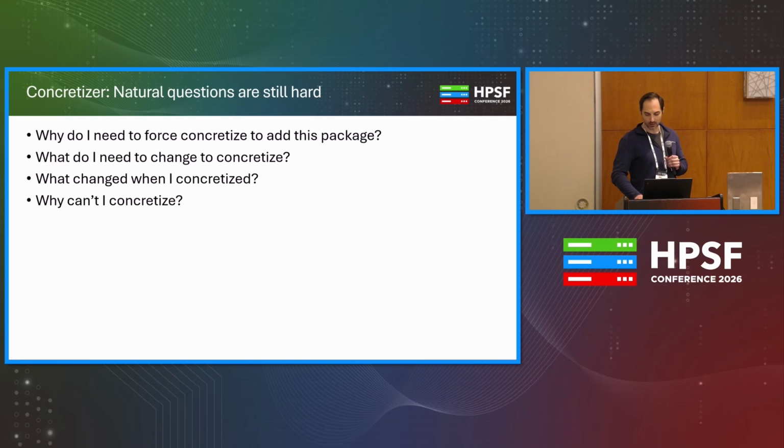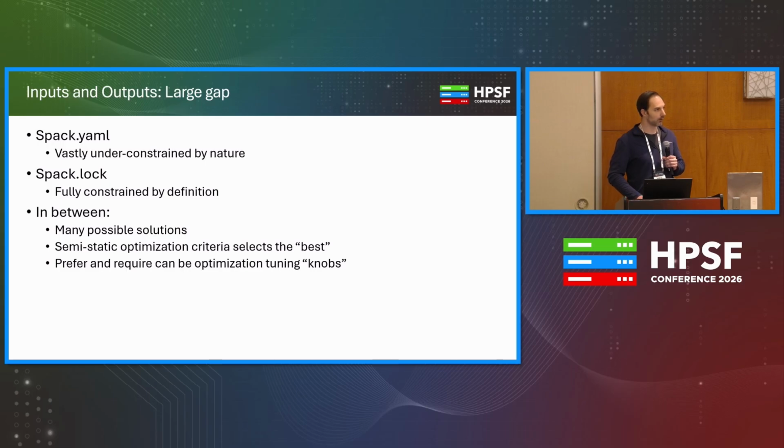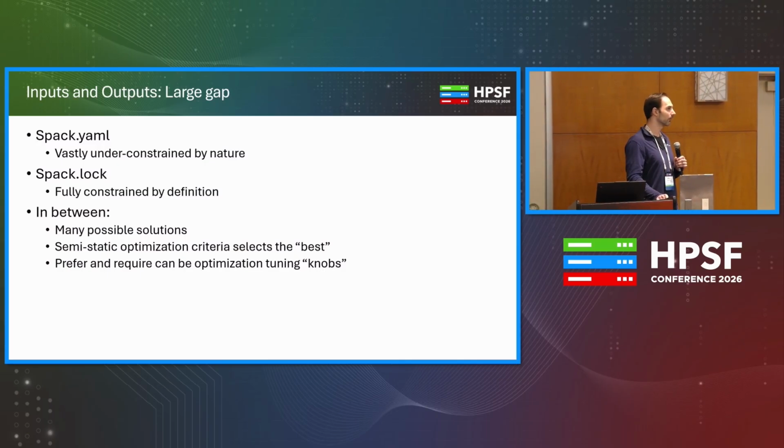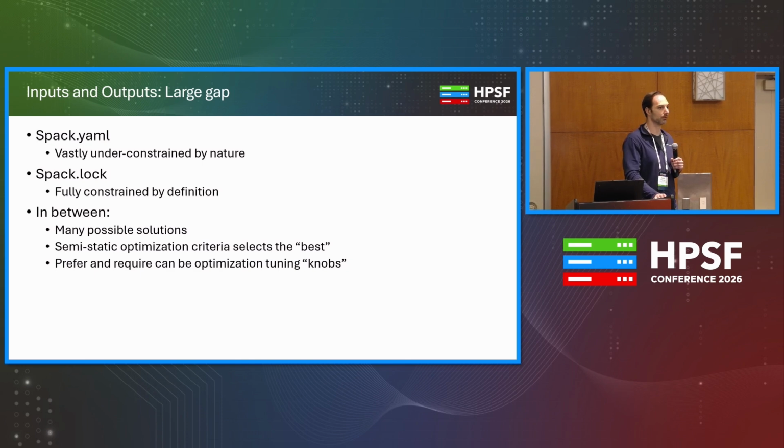So when we look at the paradigm that we have here, ideally the promise of Spack is you tell us what you care about, and then we'll figure out the rest, right? And so by definition, a spack.yaml or a raw spec is a vastly under-constrained piece of information by nature. And then the spack.lock is a fully constrained thing by definition. We're saying this is a fully concrete solution. There aren't any more degrees of freedom. So in between this, there is a huge gap.